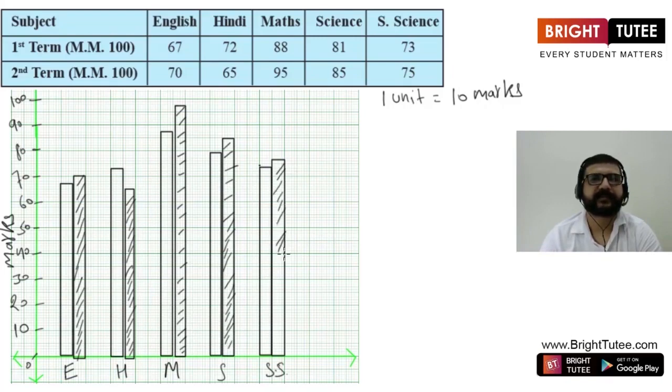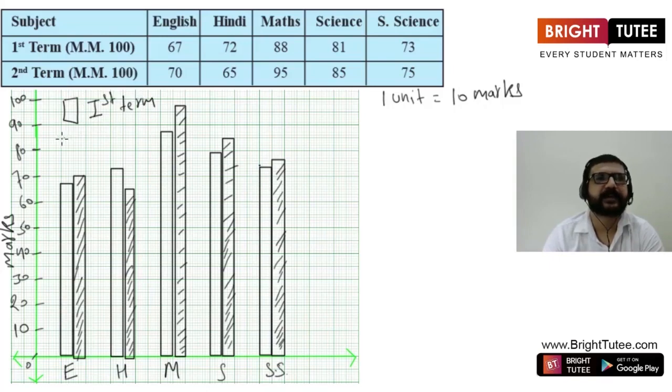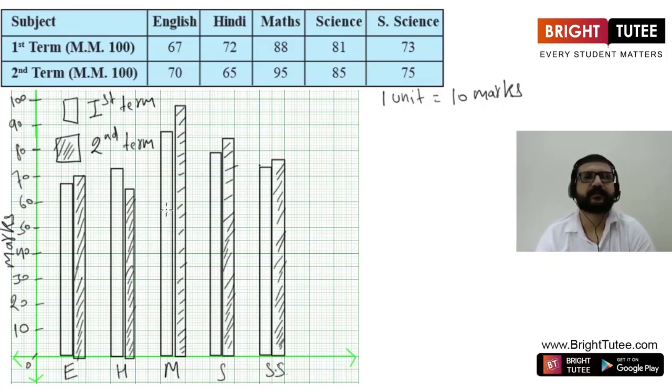So like this, we will just simply shade every second bar. Now we will write it here. This empty box is representing first term, and the shaded box is representing second term. So this is how we have drawn a bar graph for the given data. Now based on this bar graph, we have to answer a few questions.